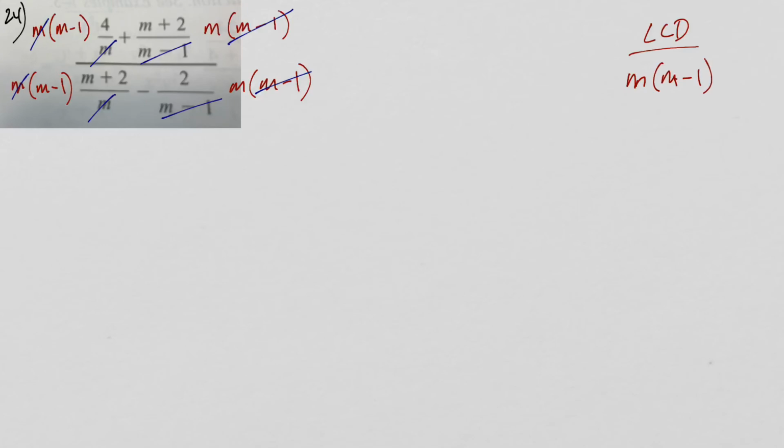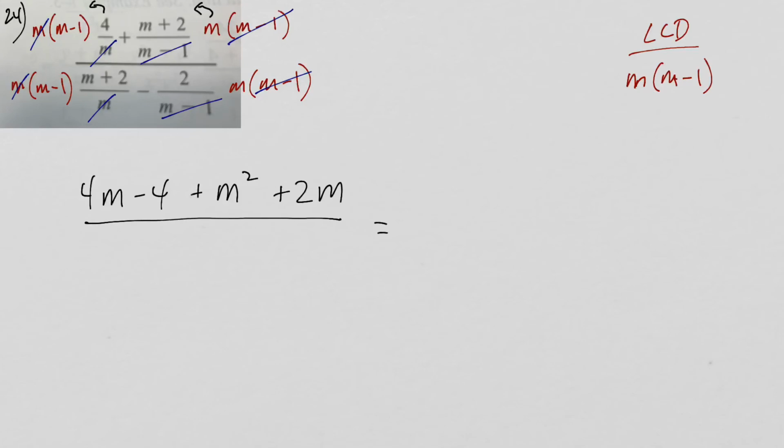So in the top left, I'm going to take this 4 and distribute it, and I'll get 4m minus 4. In the top right, I'll take this m and distribute that. So I'll get a plus m squared plus 2m. And when I combine like terms, I'm going to get, in order, m squared, 4 and 2 add up to 6m, and then we have the negative 4. So that's the numerator. In the denominator, this is a binomial times a binomial I have to FOIL.